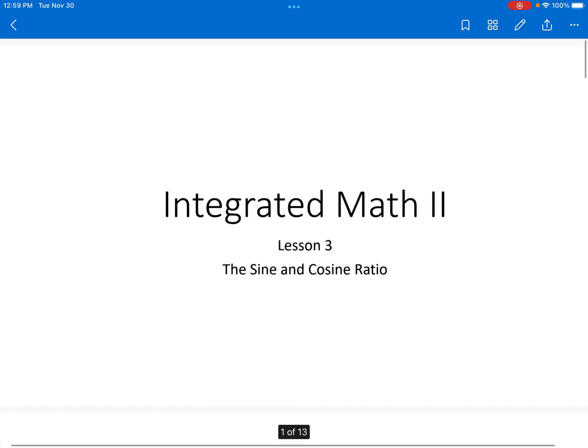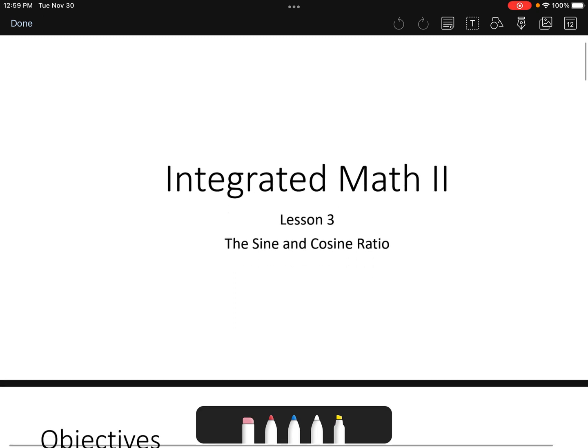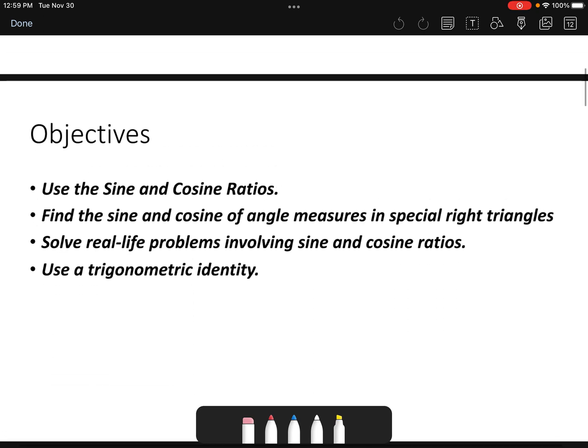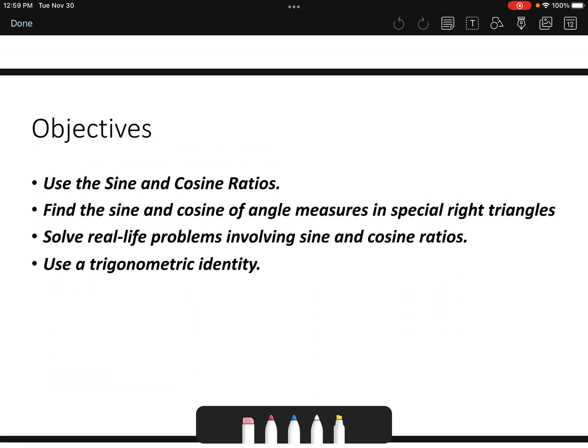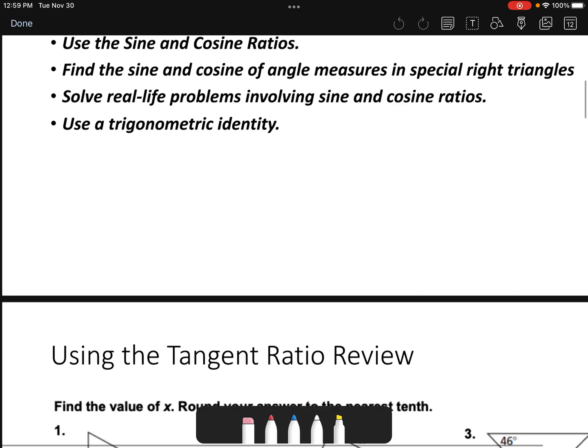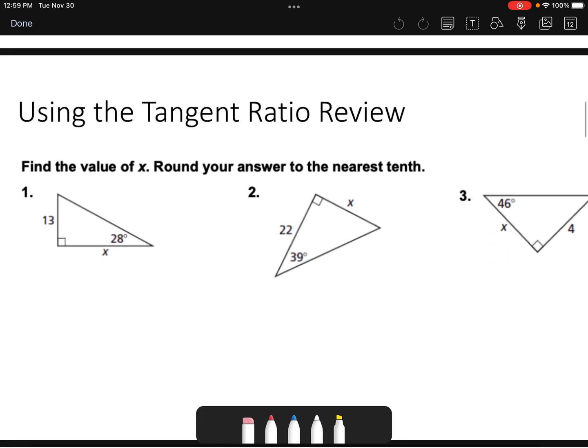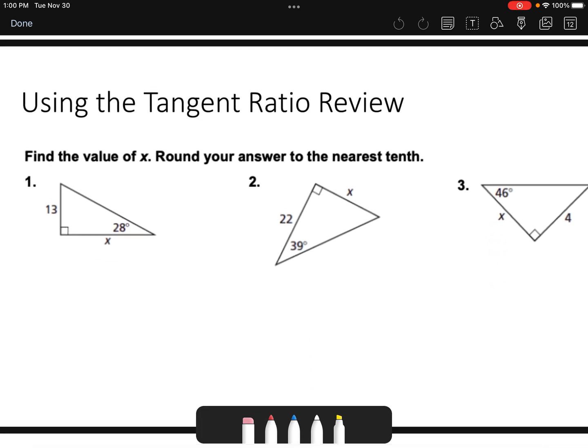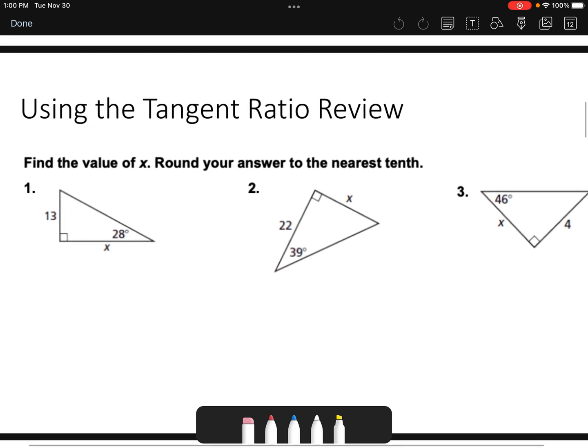All right, for this lesson, we need again to know our tangent ratio and also have our calculator handy to be able to apply what's now new to us, the sine and the cosine ratio. So we're going to use that sine and cosine for angle measures in special right triangles, and then we're going to solve problems.